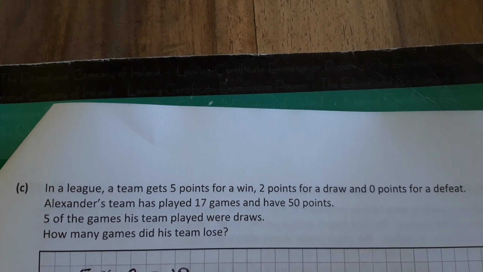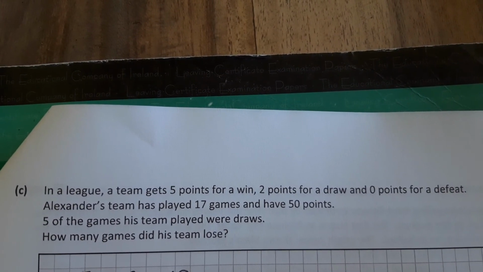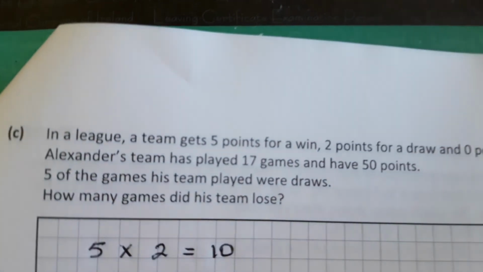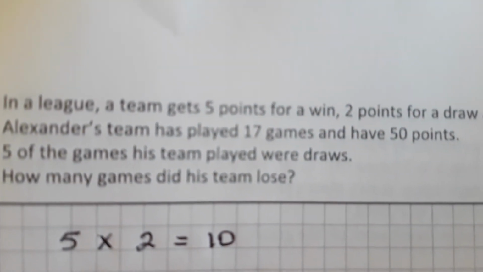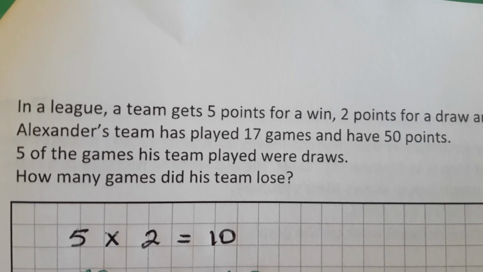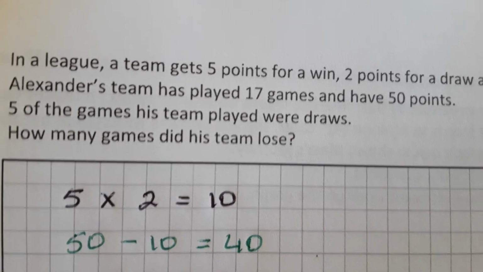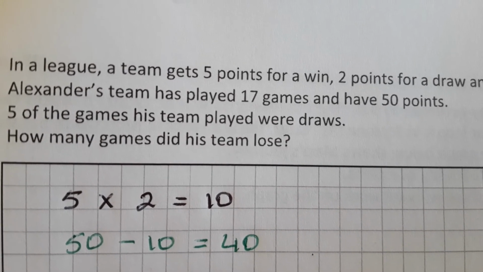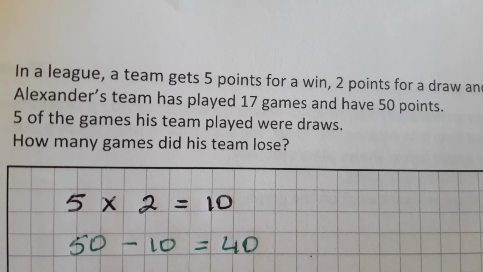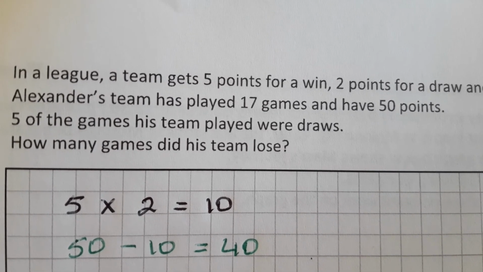Well, first of all, work out how many points he got from the draws. And you know that each draw is worth 2 points. So get your 5 games that were draws and multiply them by 2. And that tells you that he had 10 points from draws. Now, take the 10 points away from their total tally of points, which is 50. And when you take out the 10 points for the draws, you're left with 40 points.